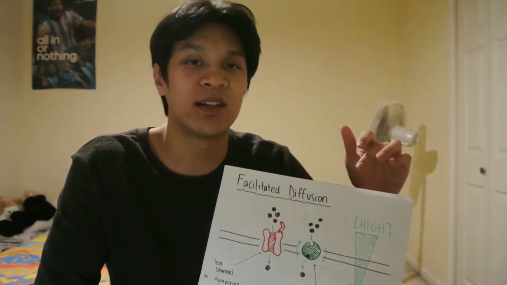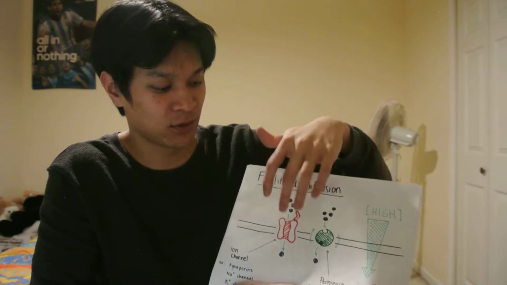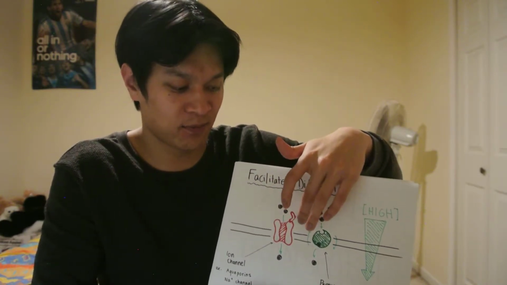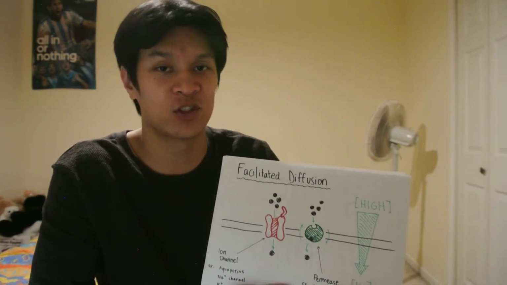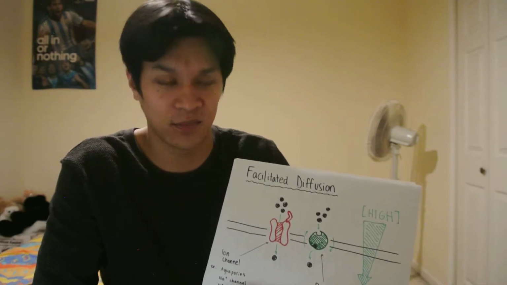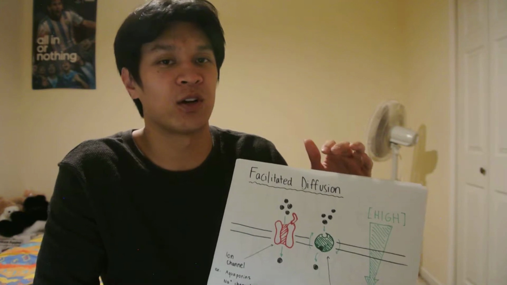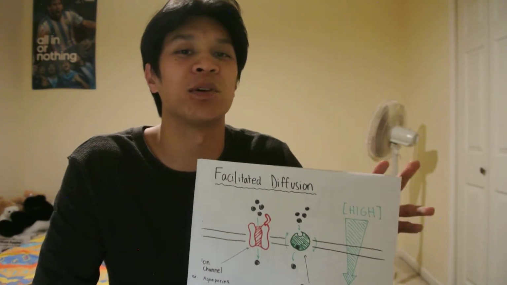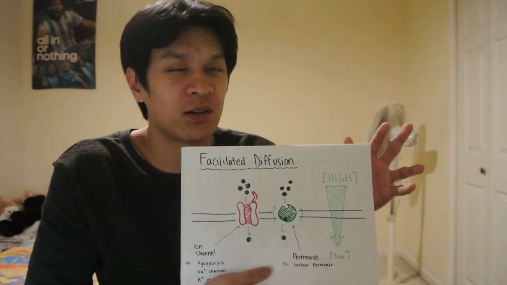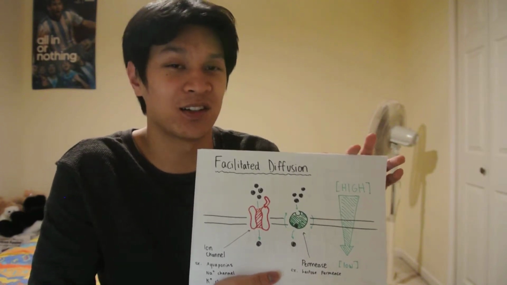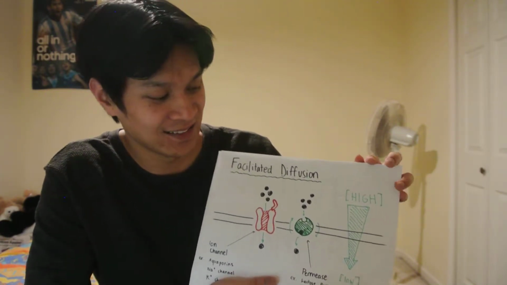But there's actually a great deal of specificity. For example, let's say this ion channel is a sodium channel, or sodium ion channel. It's really only going to let sodium across, but specificity is such a complex topic that we're definitely not going to touch on that today.